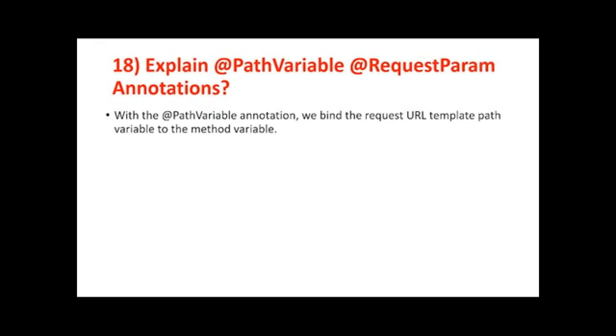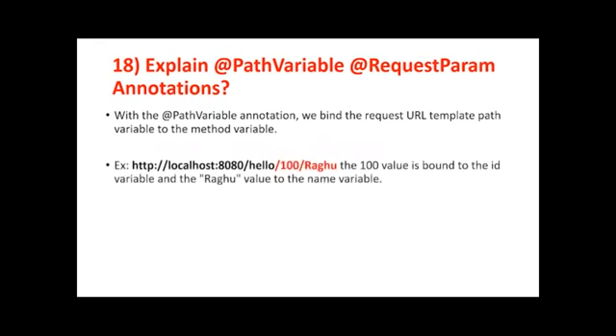If you're sending the data by using @PathVariable, then data can be sent along with the request URL by using the slash symbol, and the data directly follows the order. You can see a small example, /hello/100/Raghu. So value 100 is bound to id and /Raghu is the name that is bound to the variable name. There is no key-value, order must be followed.